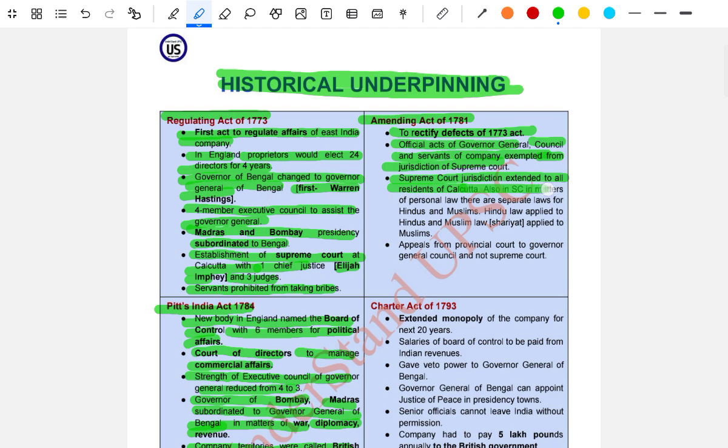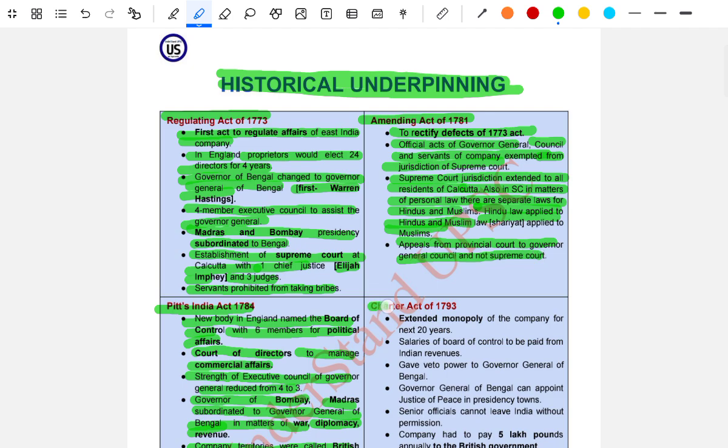Also, in the Supreme Court, in matters of personal law, there was separate law for Hindus and Muslims. Hindu law was applied to the Hindus, and Muslim law, the Shariat, was applied to the Muslims. Appeals from the provincial courts went to the Governor General's Council and not the Supreme Court.